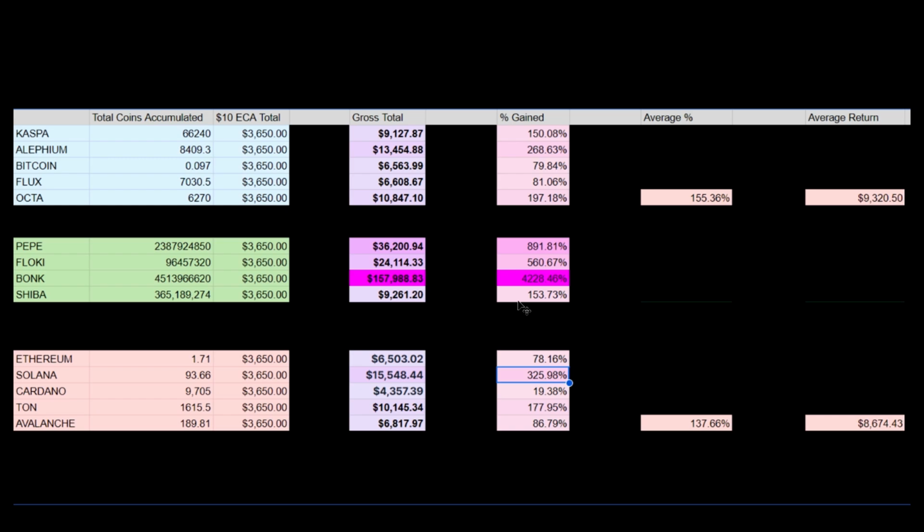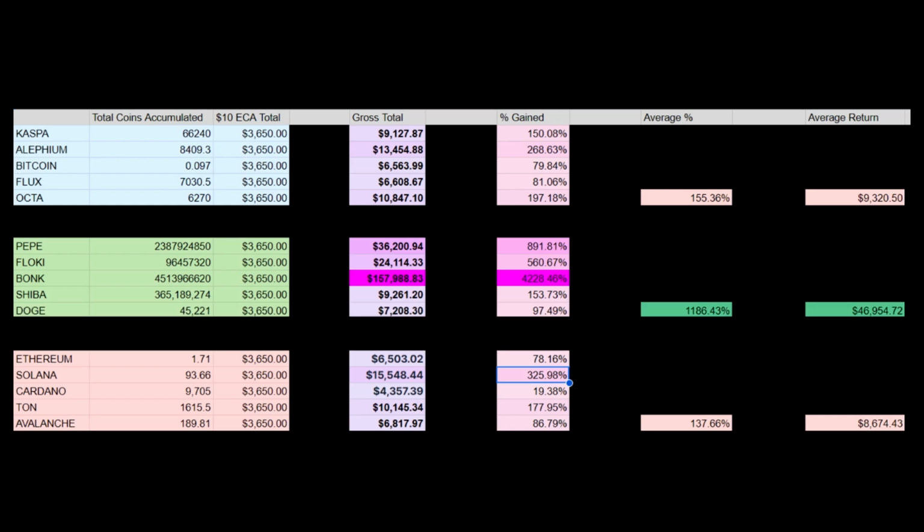Next up, we've got Shiba Inu coming in at $9,261 or a gain of about 153%, still even outperforming Kaspa. And then coming in at last place for the meme coins, we've got Doge at $7,208 or 97%. And if you average all five of these together, you're looking at 1,186% or approximately $46,954 on average if you had traded that $10 worth of mining revenue every day over the course of a year.